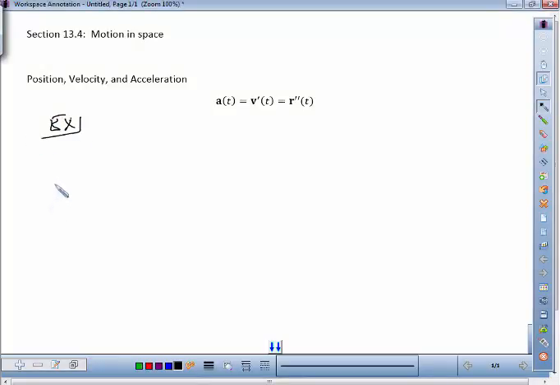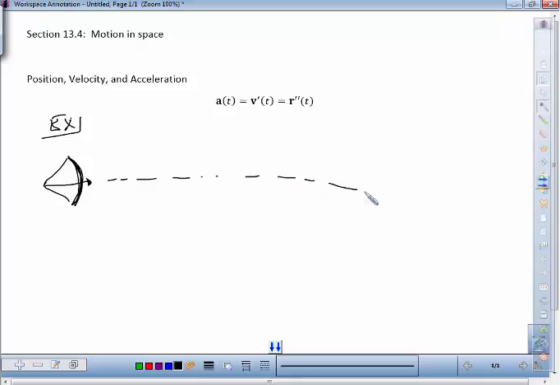So let's take an example where we shoot an arrow. Here's our arrow, and that'll be our projectile, and then it gets shot, and eventually gravity is going to pull it down, and it'll land on the ground.